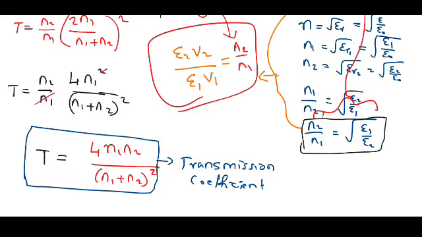What is the significance of this equation? This equation gives how much fraction of the incident energy is transmitted. That is, if a wave traveling from medium 1 enters medium 2, and you know the refractive index in medium 1 and in medium 2, then you can calculate how much fraction of the energy is transmitted to medium 2. The only thing you need to know is the refractive index of the two media.